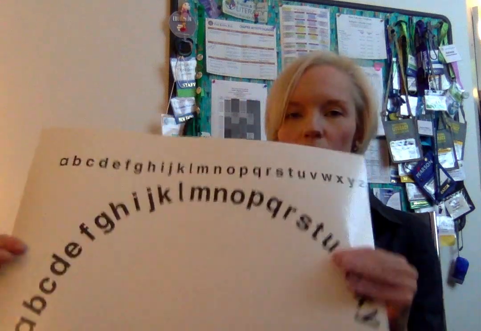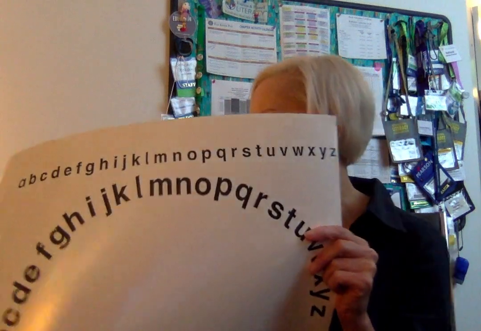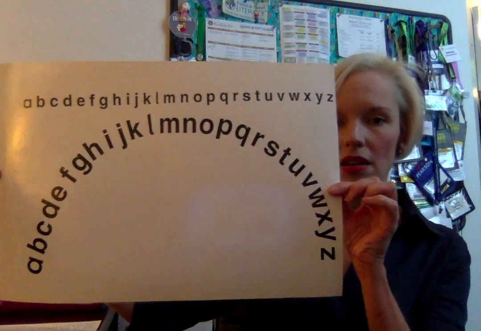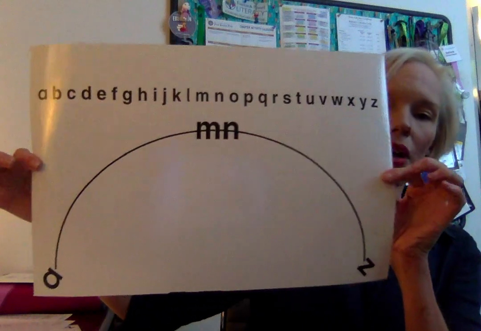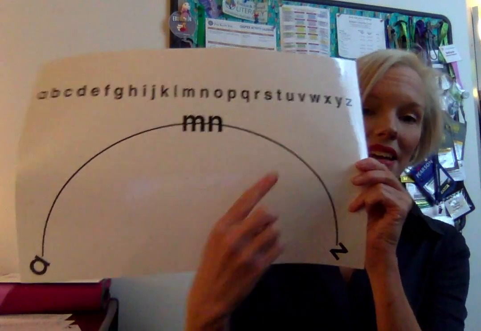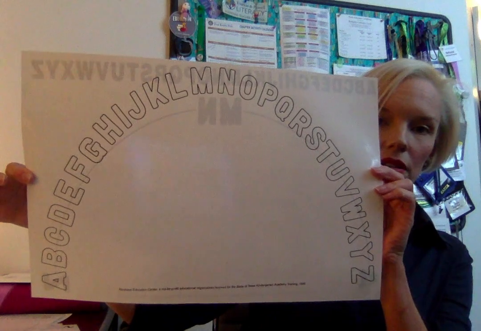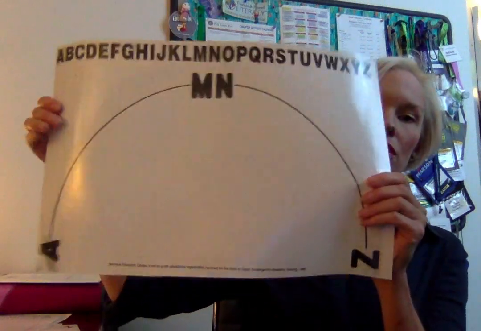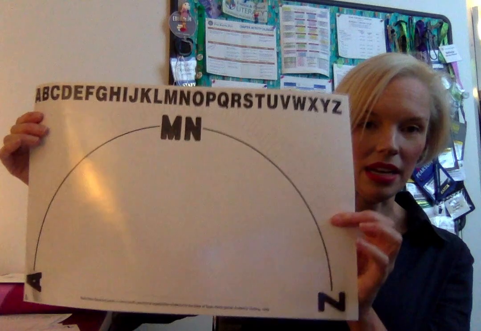Usually you would put it flat on the table to do this, but I'm going to hold it up just so you can see it. You're going to see three different ones in the iHeart Room. You'll see this one, lowercase, all the letters arc. You'll see this one, lowercase, and just A, M, and N, and Z. You'll also see the same thing in capital letters, A through Z arc, and capital letters with just A, M, and N, and Z.